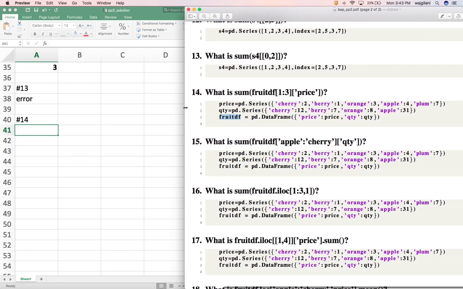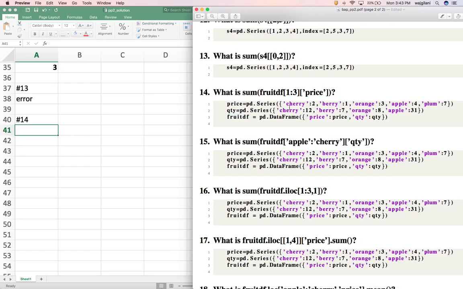So let me scoot over like here so we have the whole values. All right. So notice the syntax I'm using to create the series now. I'm not using the syntax from above. I'm using the parentheses braces syntax, which basically means I'm calling the index first, then the value, the index first, then the value, et cetera. Okay. So let's go ahead and construct this table. Now, notice price is going to have cherry, berry, orange, apple, and plum. And then notice also, the quantity will be cherry, berry, orange, apple.